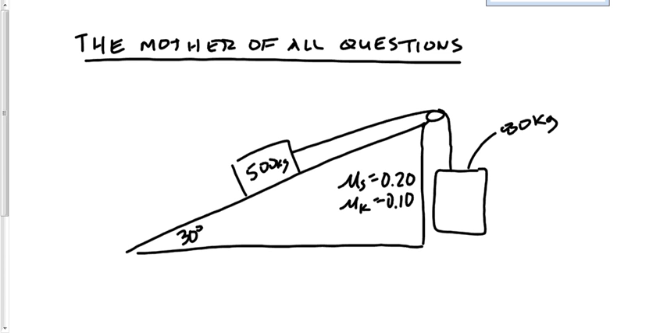Now, this 80 kilogram box is actually an elevator where there's a person inside. The person has a mass of 50 kilograms, so it's a pretty light person. So the elevator itself is 80 kilograms, but the person inside has a mass of 50 kilograms. Okay, now it's like the auntie or uncle of all questions. So it's getting there. We're certainly getting closer to the mother of all questions.